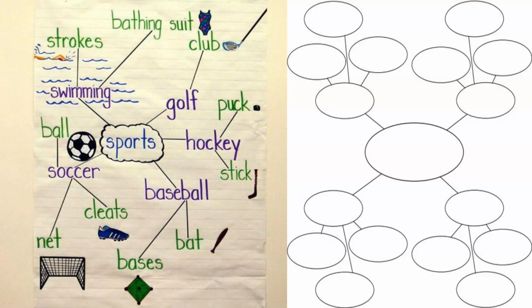And then off of those sports, there are other words that are off of those sports. So off of the word swimming are the words strokes and bathing suit. Off of the word hockey is the word puck and stick. You can make semantic maps to help students connect topics, connect ideas. And what I really like about semantic maps is beginning students can use pictures instead of words, but they can still see how things are related.